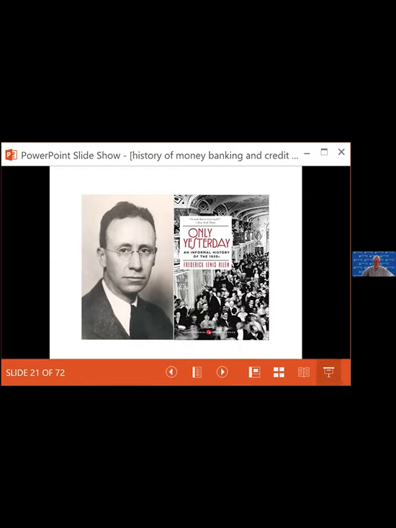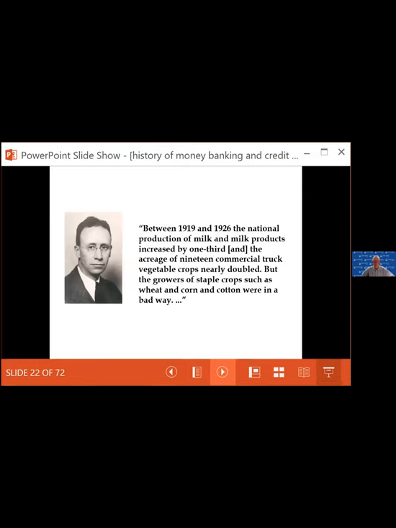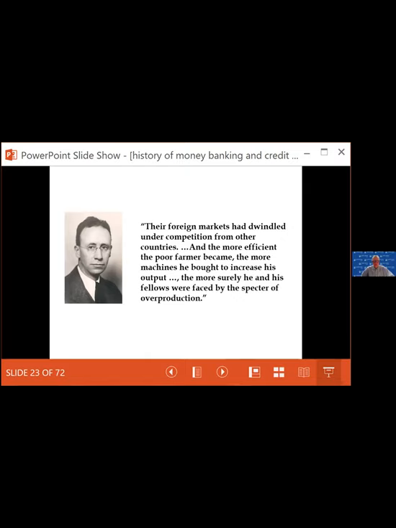He says about the agricultural sector, he writes, "Between 1919 and 1926, the national production of milk and milk products increased by 1/3. And the acreage of 19 commercial truck vegetable crops nearly doubled. But the growers of staple crops, such as wheat and corn and cotton, were in a bad way," again, because of the decline in international demand for these staple crops. He goes on to say, "Their foreign markets had dwindled under competition from other countries, and the more efficient the poor farmer became, the more machines he bought to increase his output, the more surely he and his fellows were faced by the specter of overproduction."